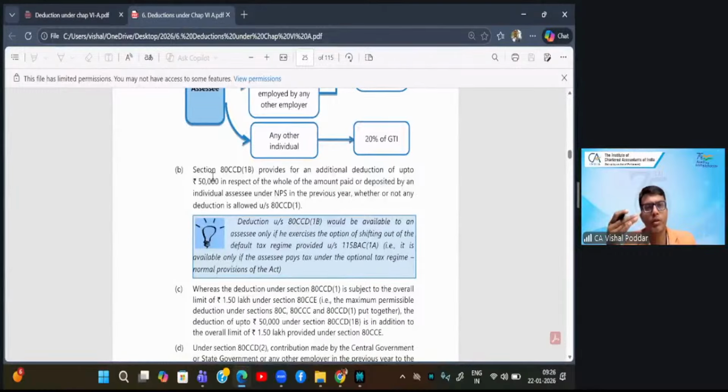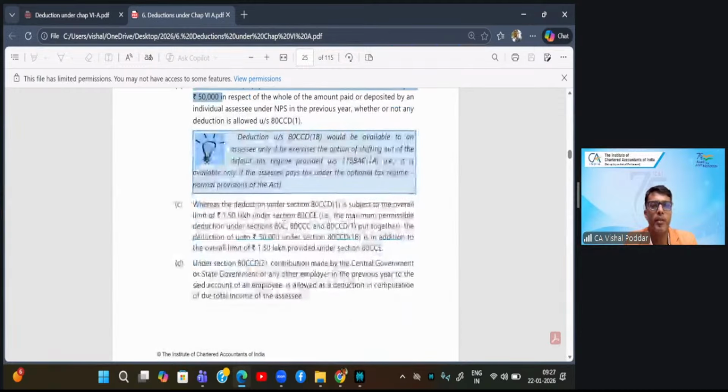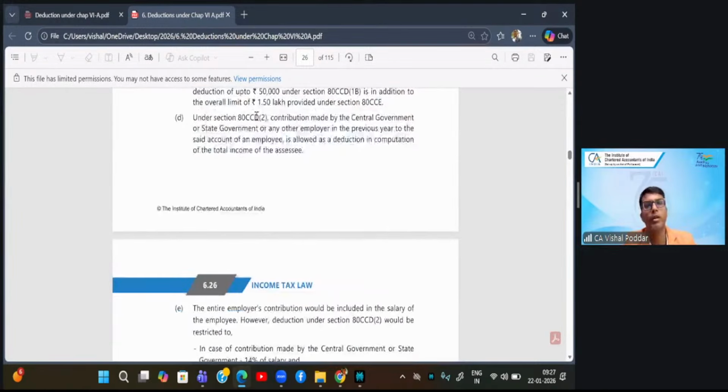So the first part of your own contribution gets covered in 80CCD(1), where you apply firstly the limit, 10% of salary or 20% of GTI, whichever is lower. That amount is clubbed with 80C and 80CCC, and the total of all these three sections has a maximum limit of 150. But besides using that 150, you are allowed a further 50,000 under 80CCD(1B). So under 80CCD(1B), besides the amount you claimed in 80CCE for these three sections combined at 150, you get an additional 50,000. Now come to the third part of this deduction.